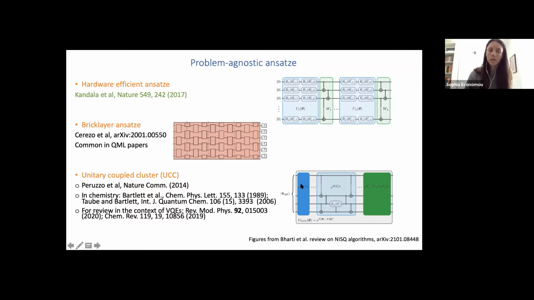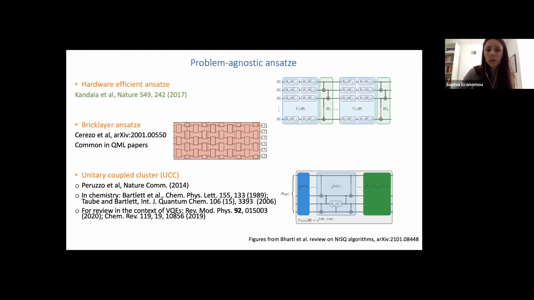Sometimes this ansatz is called chemistry inspired, in the sense that you're taking fermionic excitations and creating a unitary gate from your fermionic excitations. And then of course you have to translate that into qubit operators. I'll talk about that in a moment.